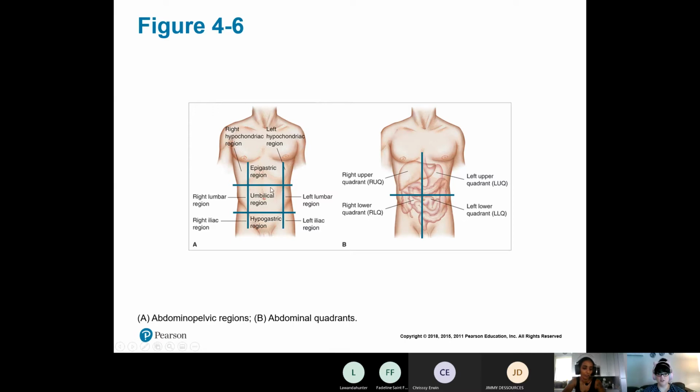And then this is also helpful because you can see umbilical, there's your belly button, that region. Epigastric is anything right up in this region. And then hypogastric is this area right around in here. We think of like the bladder, okay?